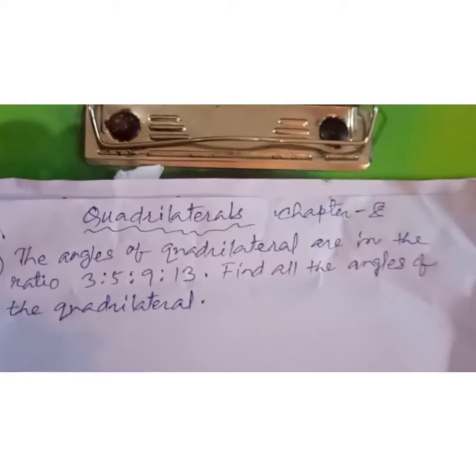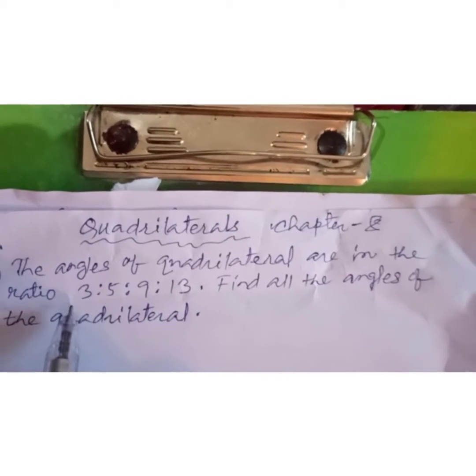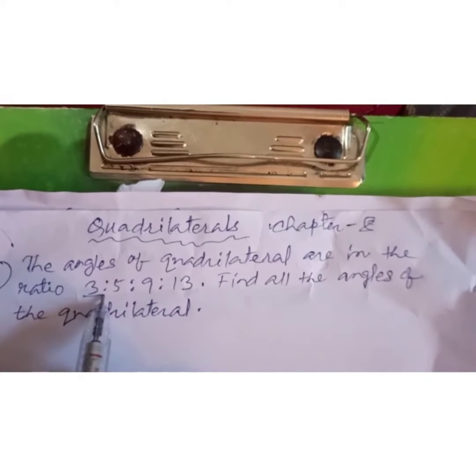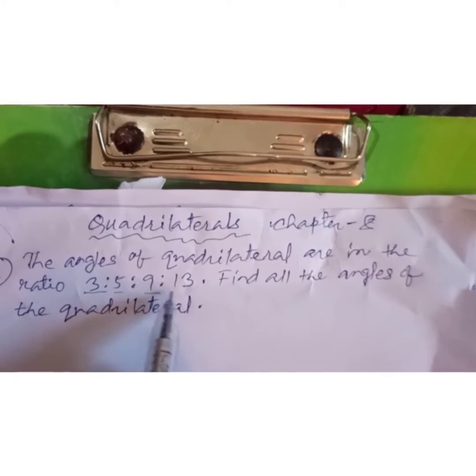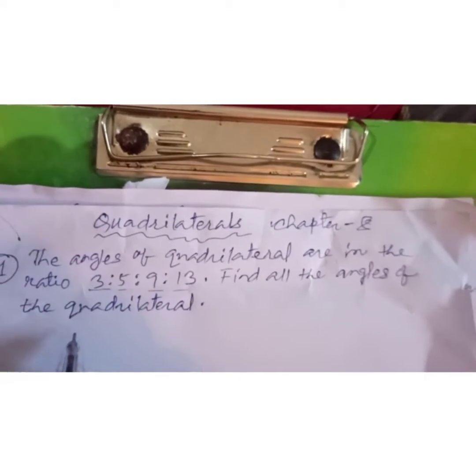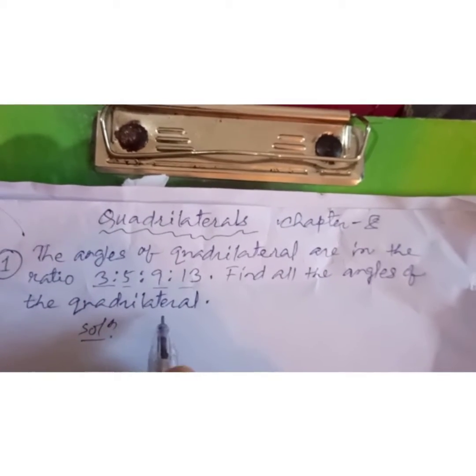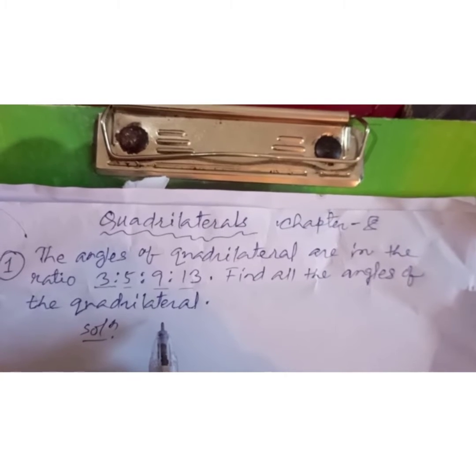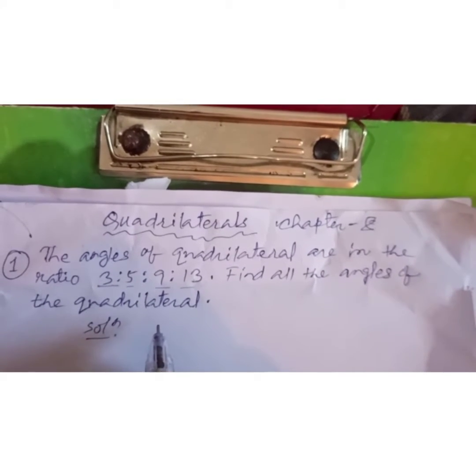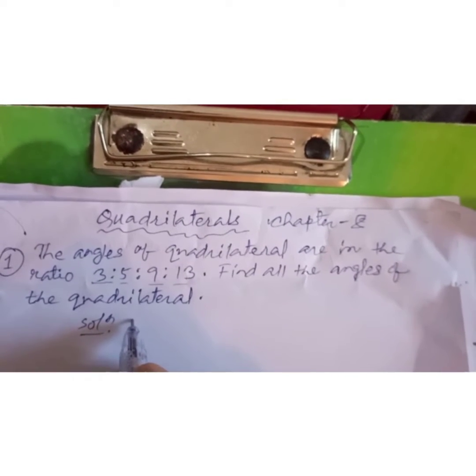So in this question, you see, the ratios are given here: 3:5:9:13. Now we will write the solution first. We will take the common ratio between the angles. Okay, so now we will write this one.